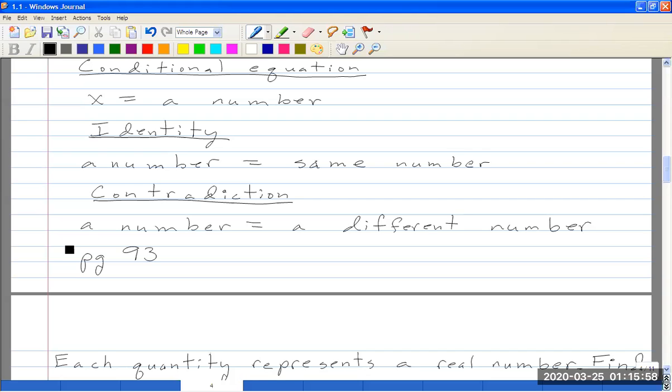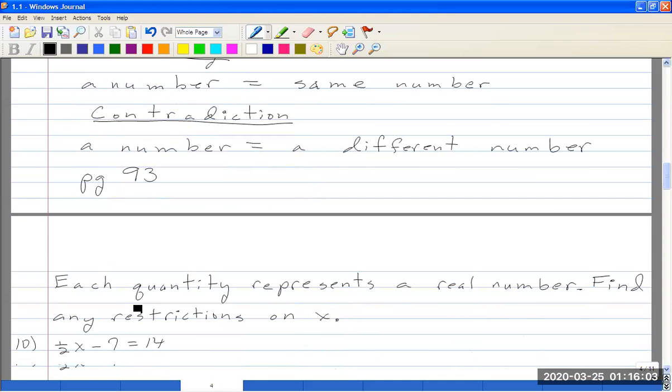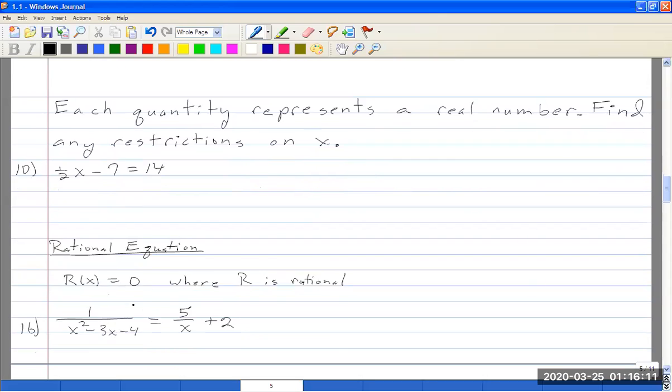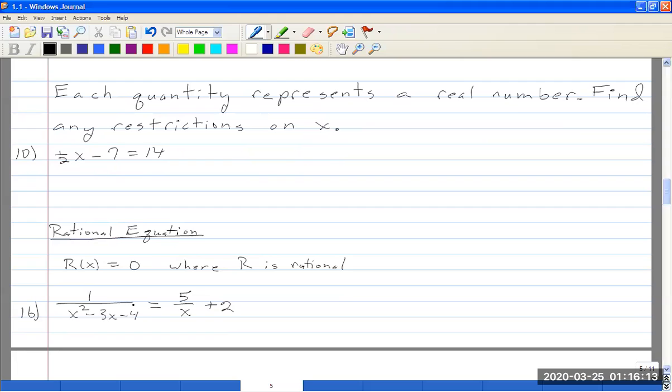Let's do some examples. First, let's do page 93, problem number 10. Each quantity represents a real number. Find any restrictions on the variable x. I'm multiplying x by half. Well, you can always multiply any number by half. I'm subtracting 7 from it. Well, you can always subtract 7 from anything. And you can say it's equal to some number, 14. So there are no restrictions on x.